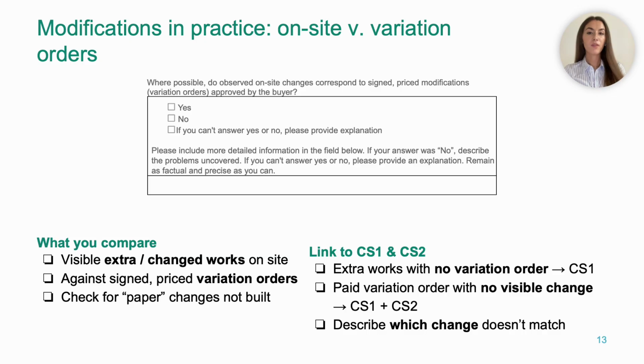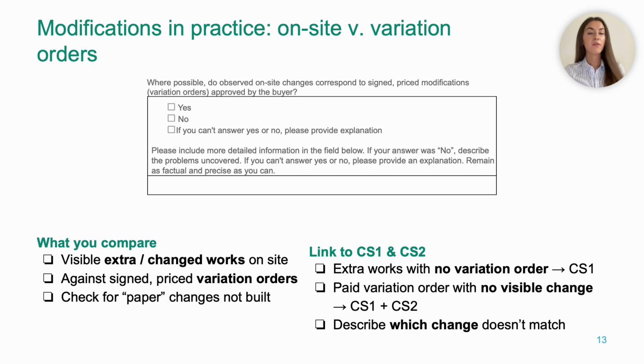This question is where modifications move from the file to the ground. During your visit, note any major differences from the original design. This could be an extra parking area, a longer drainage segment, a new roundabout, or, on the contrary, parts of the design that were dropped. Then check whether there are signed price variation orders that correspond to those changes. So there are 2 main risk patterns here to look out for. Extra works on site, no variation order. Something is being built or changed, but let's say there's no formal decision or pricing.